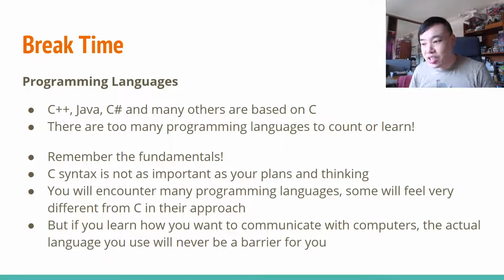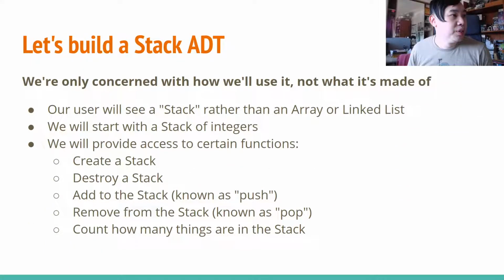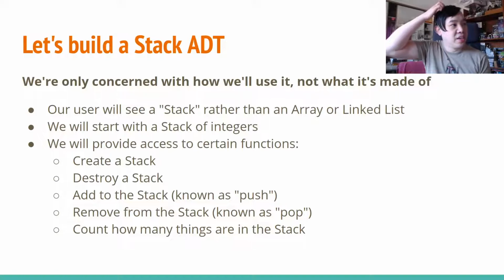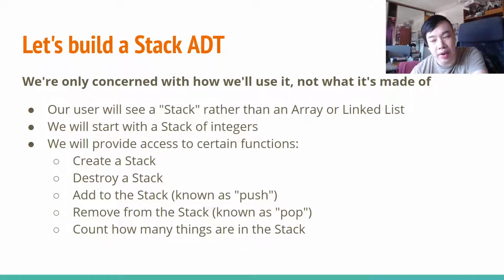Okay, let's continue with what we're doing. We're going to put some code together today. We are going to build a stack abstract data type. When we're building the ADT from the outside perspective, we're thinking that our user is going to see the stack, not the array or linked list, and they're not going to know. So they're going to have ideas of what things they could do.